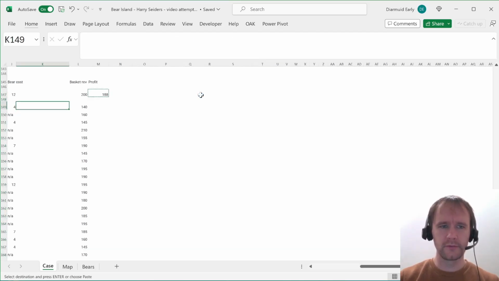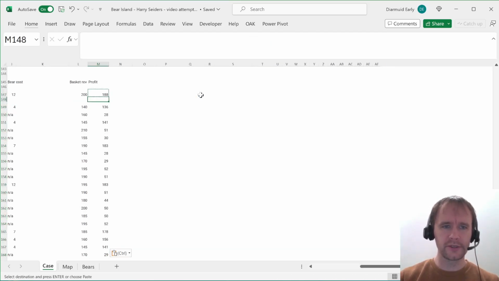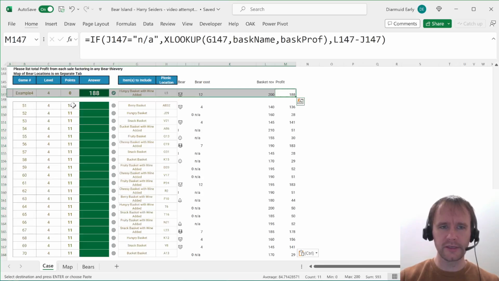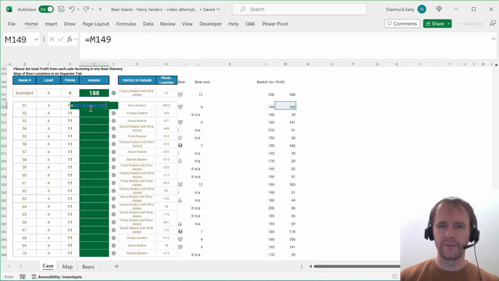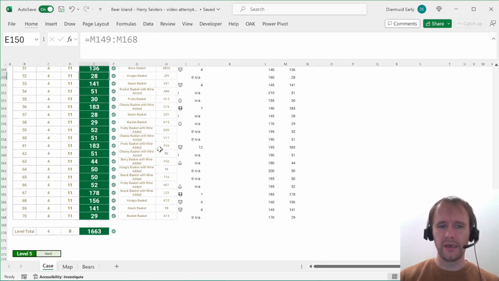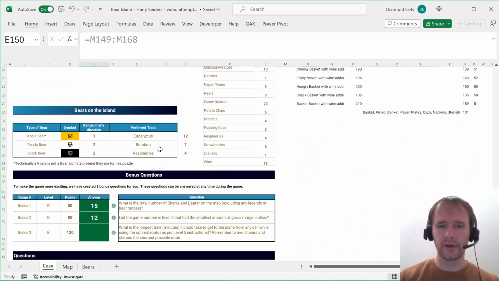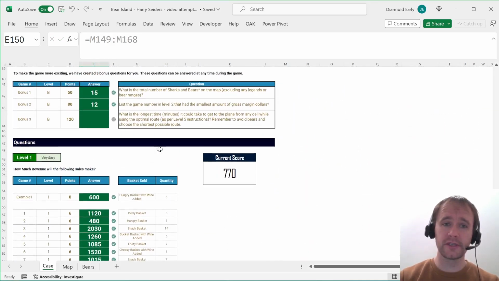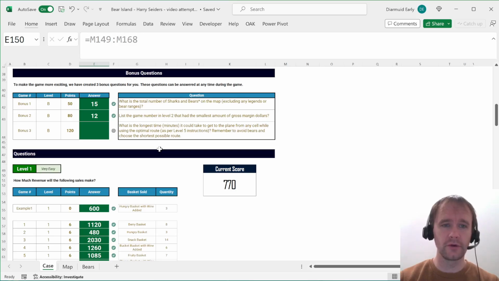And we can fill that down and just check this 188 matches the example. So then we fill this in, and now we're in pretty good shape. We've got 770 points. That is a good score for Bear Island.